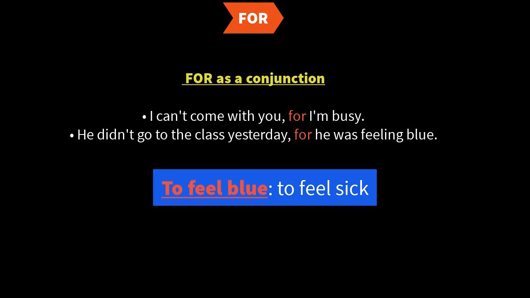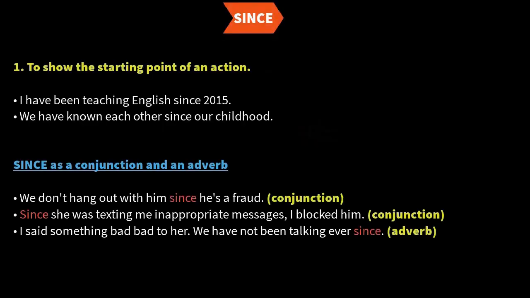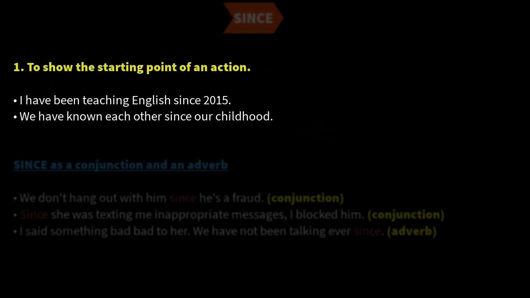If after for comes a sentence, in that case it will be a conjunction. If after for we have a noun or a noun phrase, it will be a preposition in that case. Next preposition, since. Since is a very simple preposition, guys. It is used to talk about the starting point of an action as a preposition.